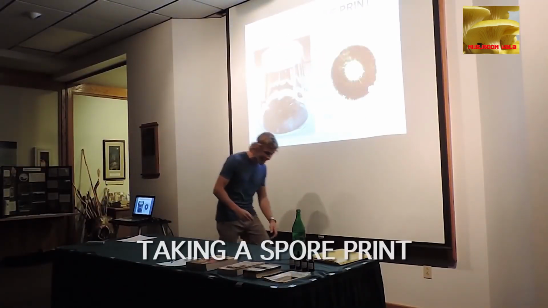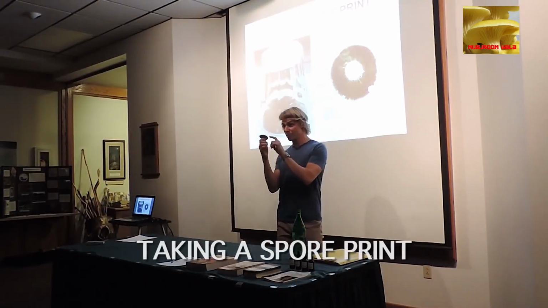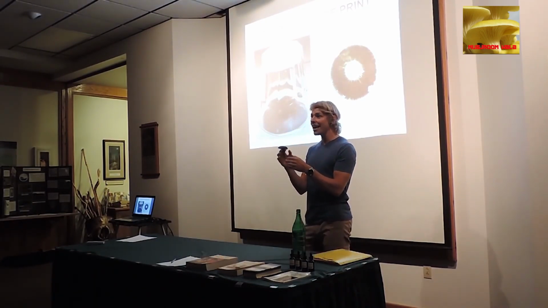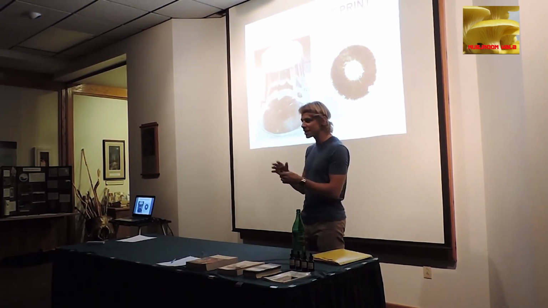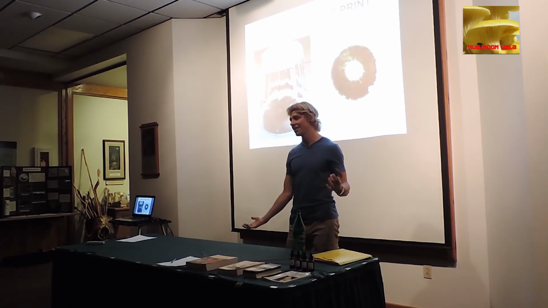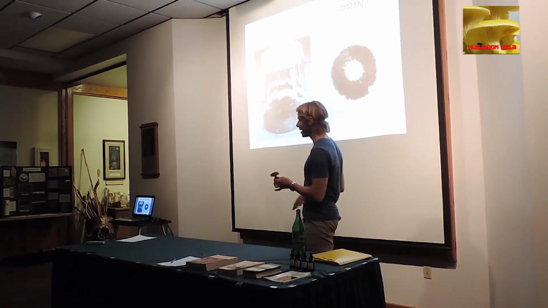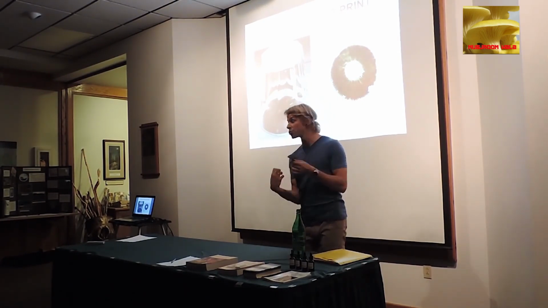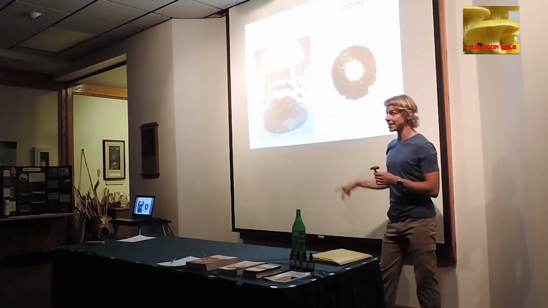This is very easy to do. You just take a mushroom cap, like this one right here, and you cut it off. The basic premise behind it is you essentially just put it down on the surface and wait. That's it. Now it gets a little more detailed. And over time, the spores are going to drop, and it'll leave something that looks like this.